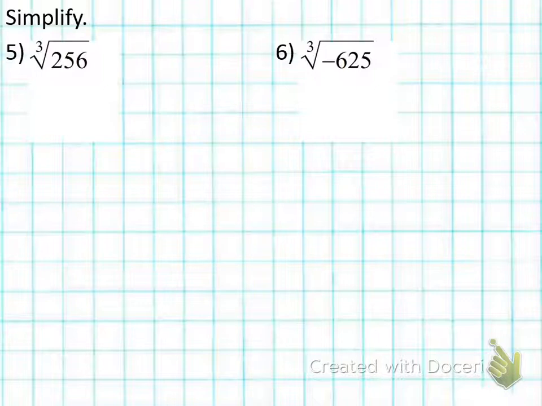So let's do this one together. 256. I know it's scary. Don't worry though. 256. 256 is what times what? 16 times 16. Okay. Can we break out? Can the 16s break out? No. Yes. Can the 16s break out? Yeah.